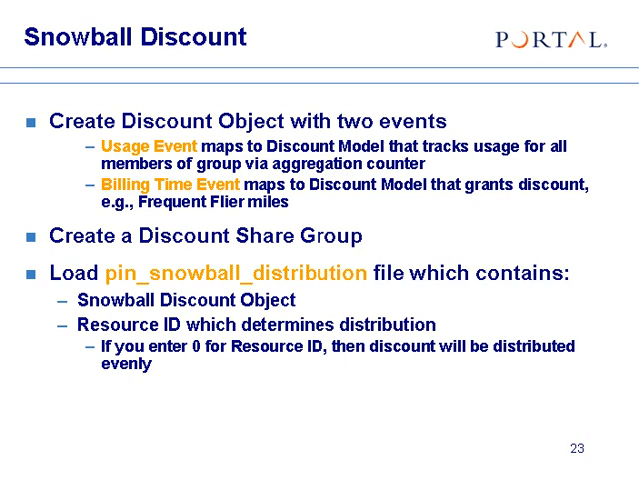So although snowball discounting isn't really listed under group sharing, it is a sharing activity. You would specify in the discount object whether or not it's a snowball discount. Again, the setup for them is pretty much the same. You're going to be creating a discount model to track the usage for all the members via an aggregation counter. That way you know who contributed what to that particular counter. And then you'll set up a billing time event that will map the discount model to that event.